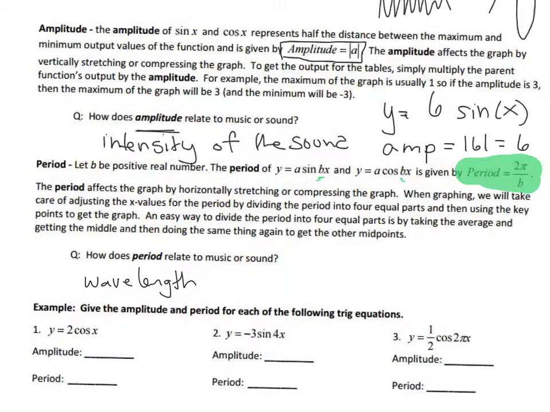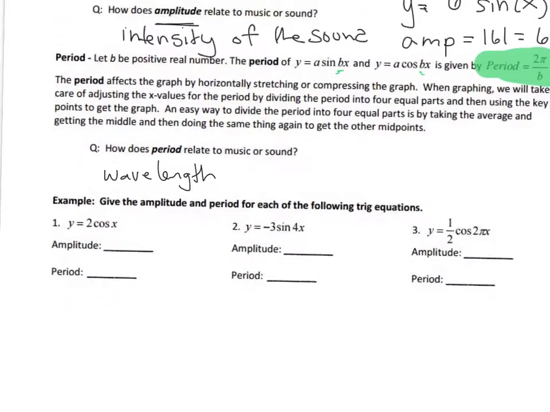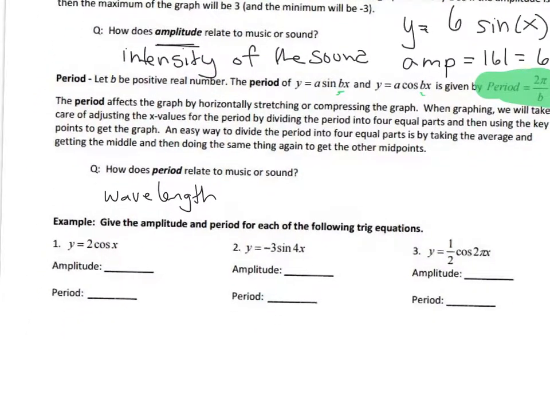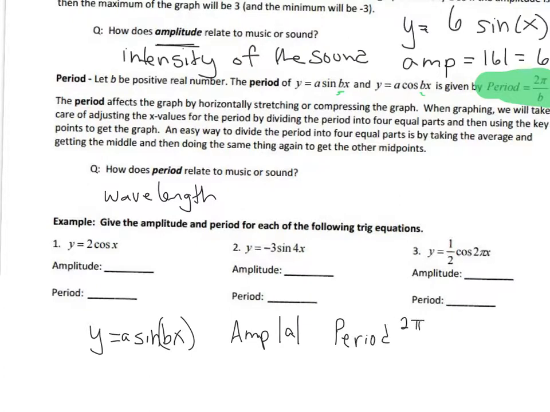So let's look at a couple examples, and then we'll see how we can graph them with new periods and amplitudes. So again, I'm just going to write a generic formula down here. So y equals a sine bx. If that's our function, then remember the amplitude is the absolute value of a. The period is 2 pi over b. So the amplitude is going to be the number in front.